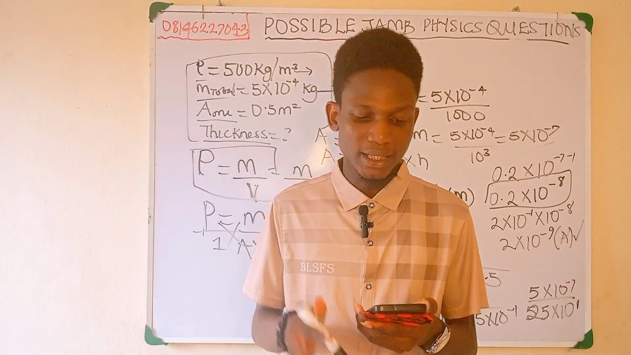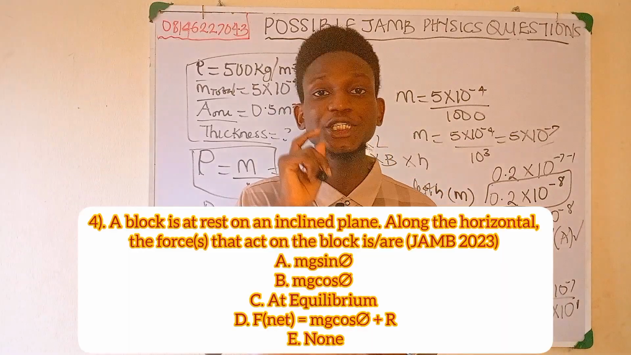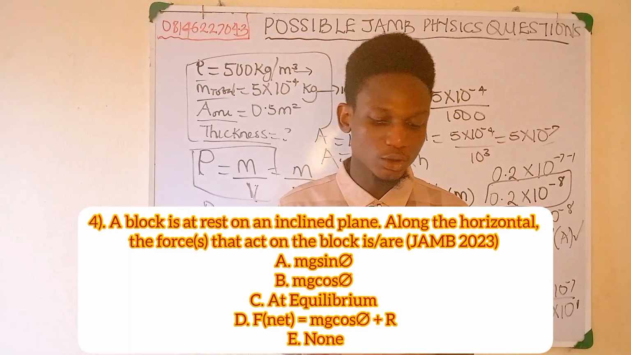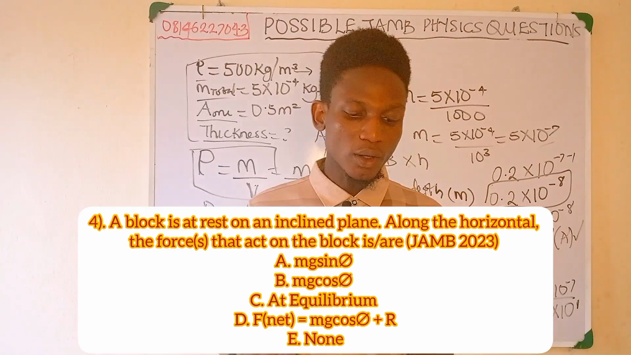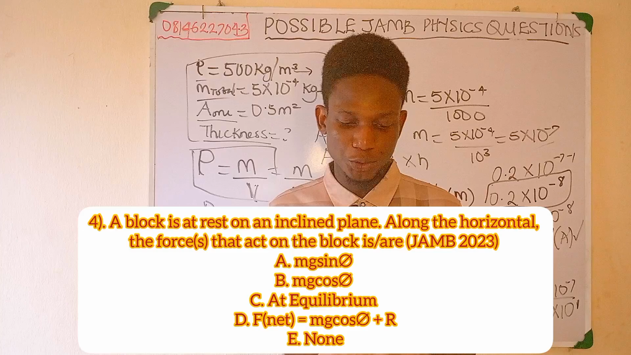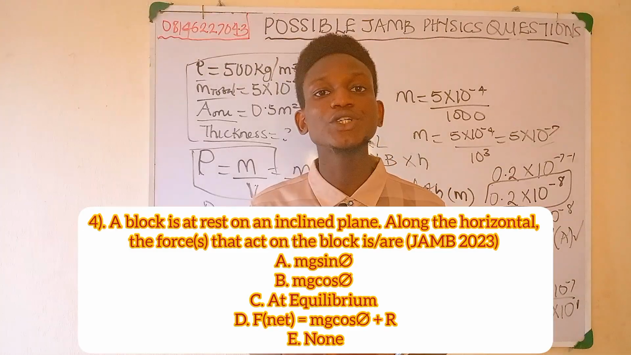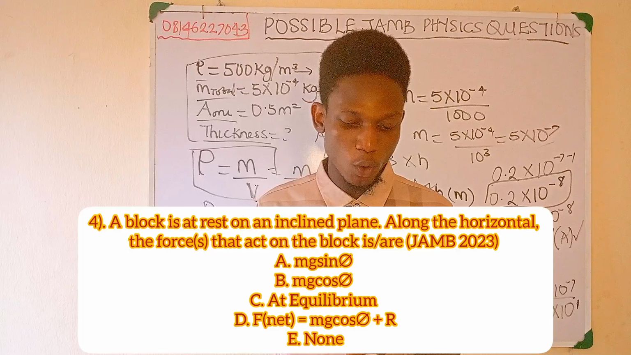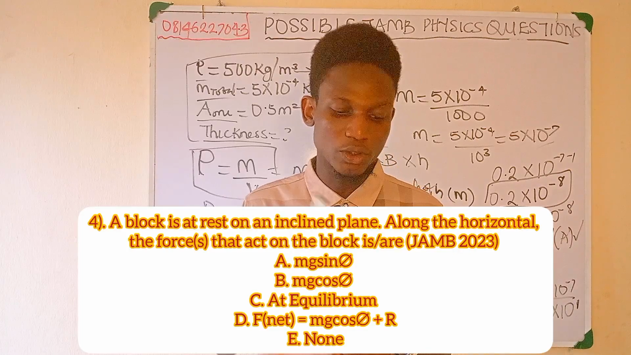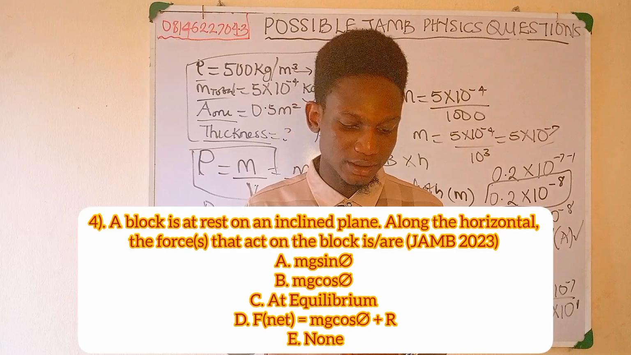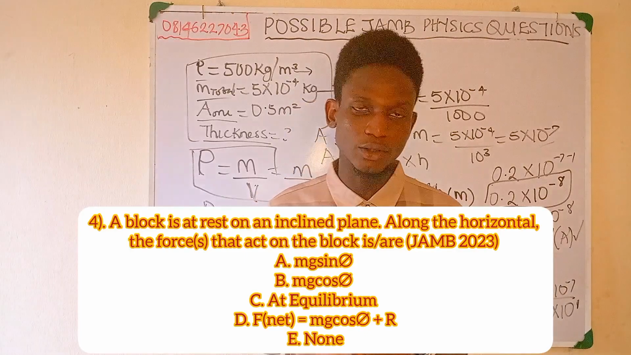Let's quickly go on to the next one. It says a block is at rest. Just make sure you are jotting down important points and writing them somewhere. A block is at rest on an inclined plane along the horizontal. The forces that act on the block are, this is a JAMB 2023 question. Along the horizontal, the forces that act on the block are: A, mg sin theta; B, mg cos theta; C, at equilibrium; D, F net equals mg cos theta plus R; E, none.